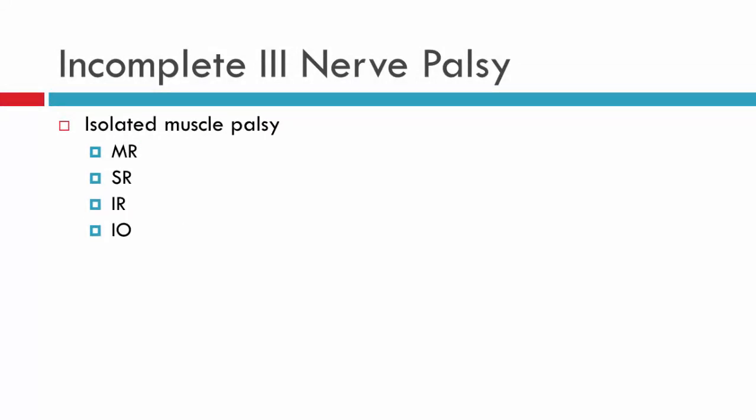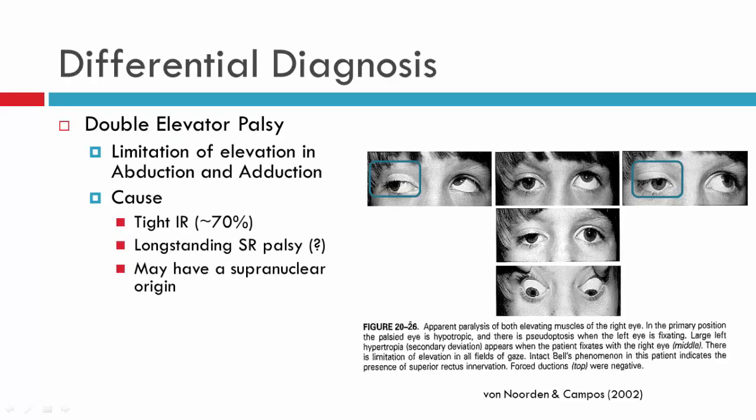And finally, as I mentioned earlier, we can have isolated muscle palsies where one of the extraocular muscles that are supplied by the third nerve is affected singularly. We'll come back to this in another video. Before we conclude this video, I just want to bring your attention to a condition that could be misdiagnosed as being a third nerve palsy. This is the double elevator palsy. The double elevator palsy is a condition where there's limitation of elevation in both abduction and adduction.